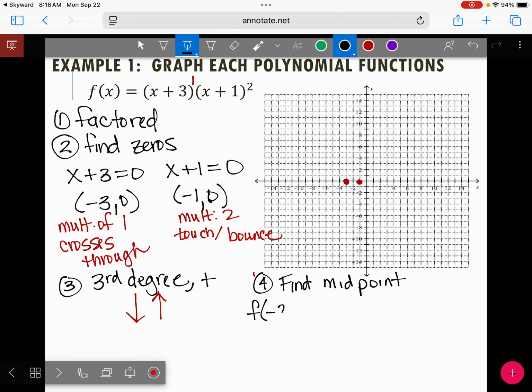Find f of -2. So I'll give you a moment to either type that in your calculator or use some mental math.